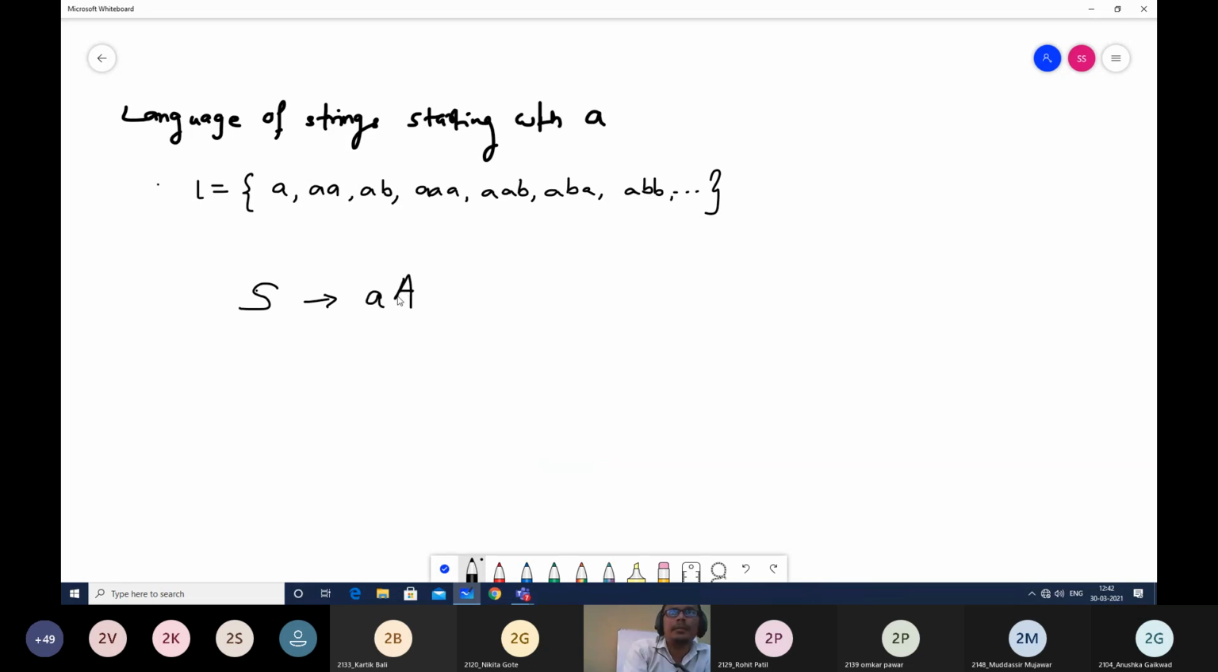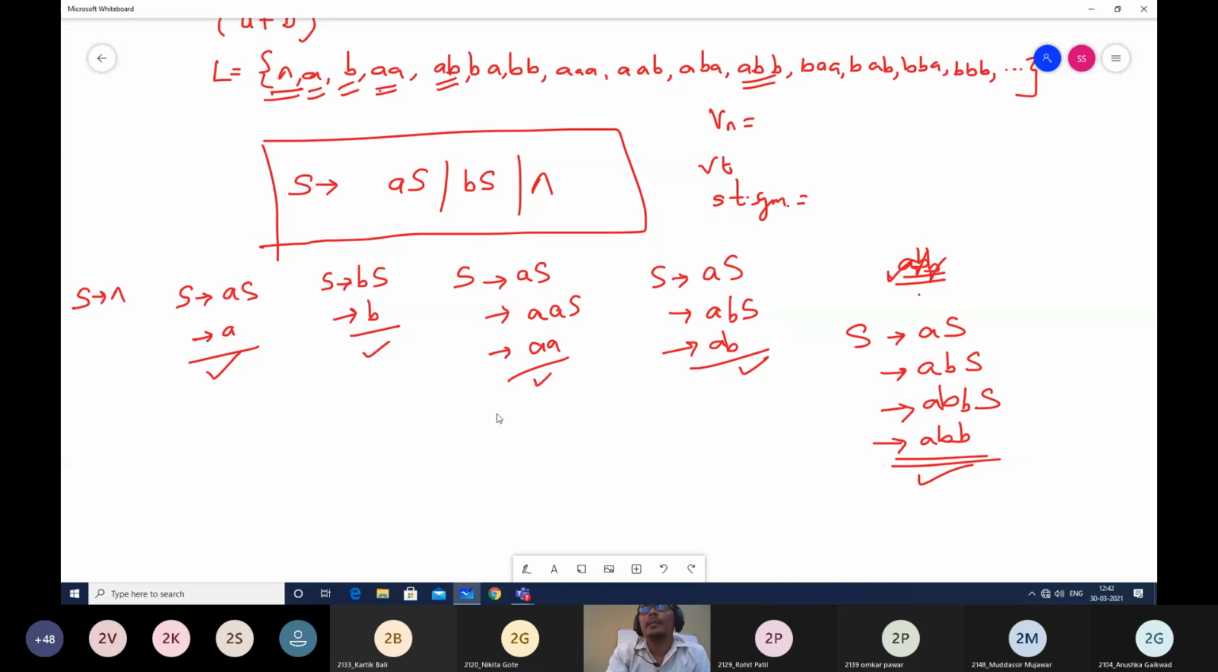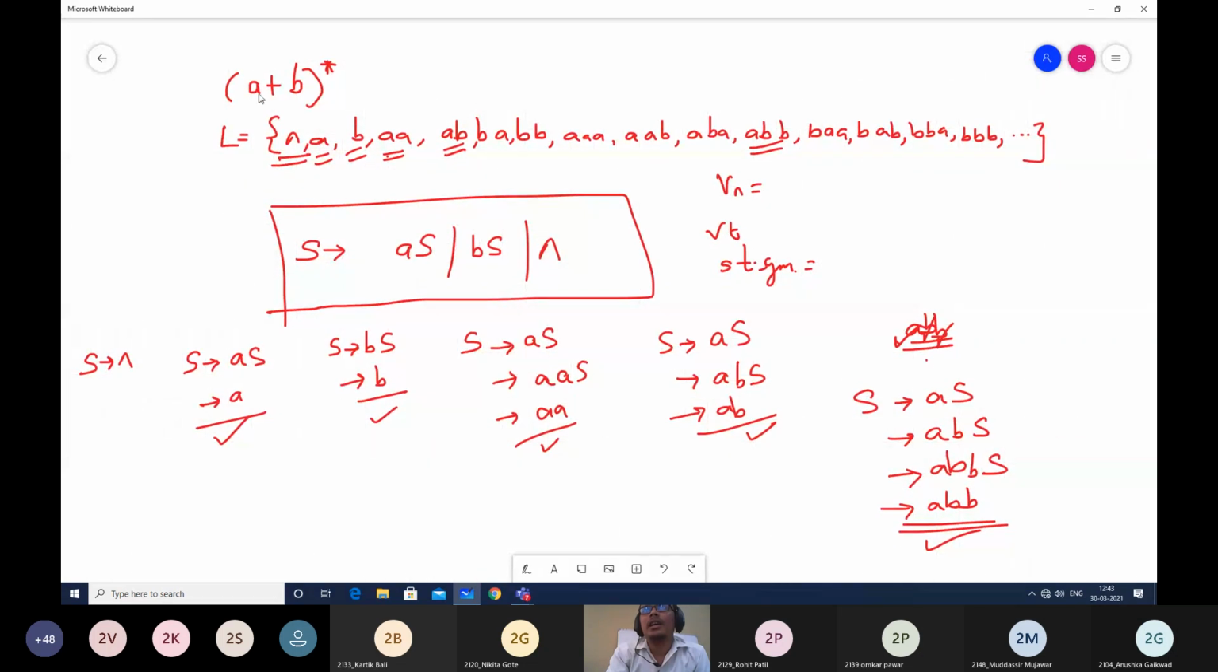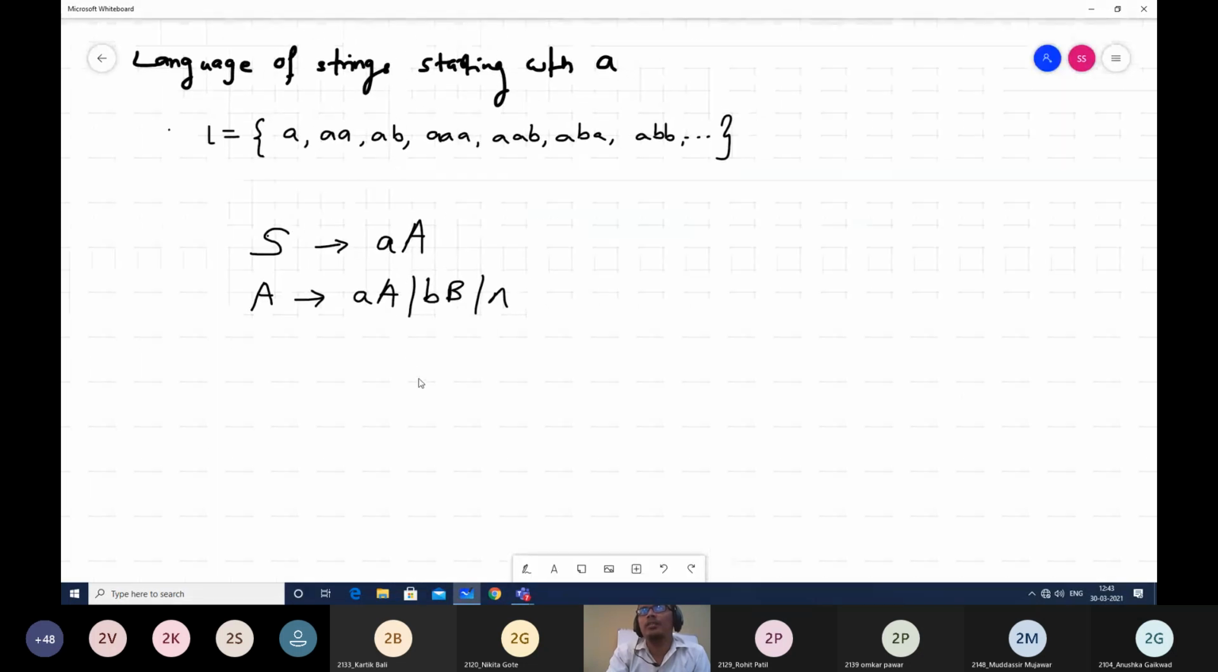After that anything can come. That anything is now non-terminal A for me, so anything from A or B or null. This we have seen already. It is the same as the earlier one, A plus B star. This was S gives AS or BS or null. The only thing is that now we have written it in another non-terminal format.